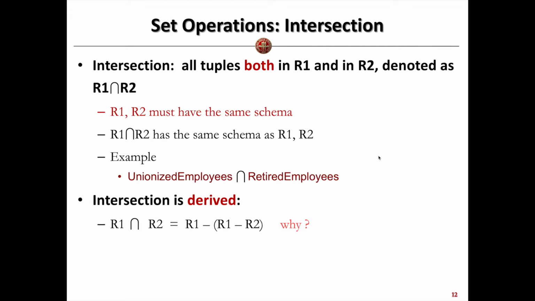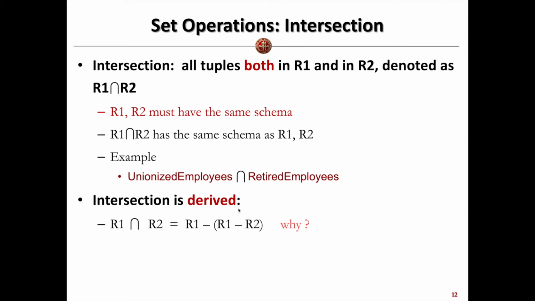We say the intersection and complement can both be derived based on the union and the difference. The intersection denotes all the tuples existing in two relations, which can be represented as R1 cap R2. The intersection can be defined based on the difference. We mentioned before that R1 cap R2 equals R1 minus (R1 minus R2). I also gave you an exercise to prove that this equation holds.